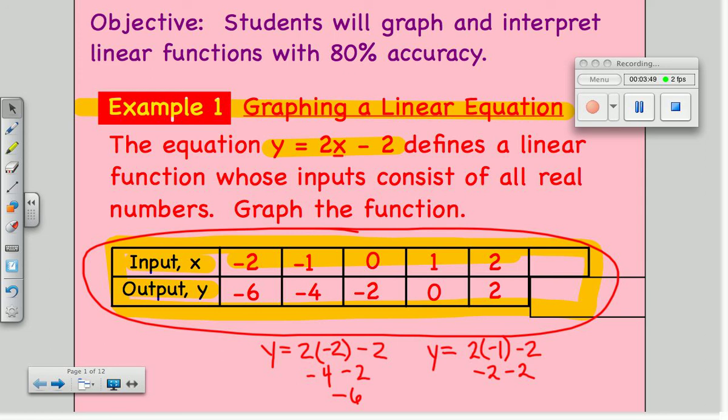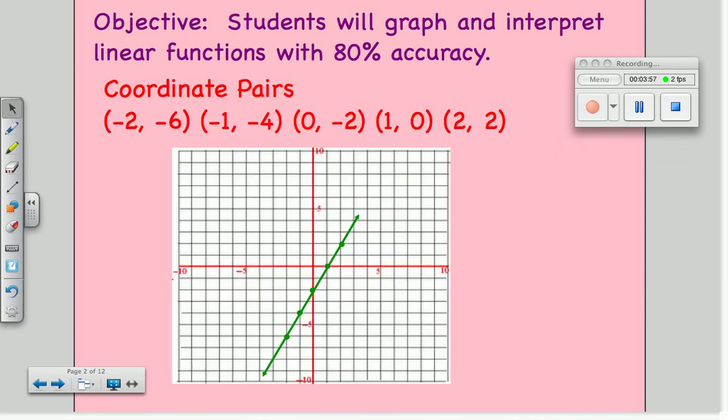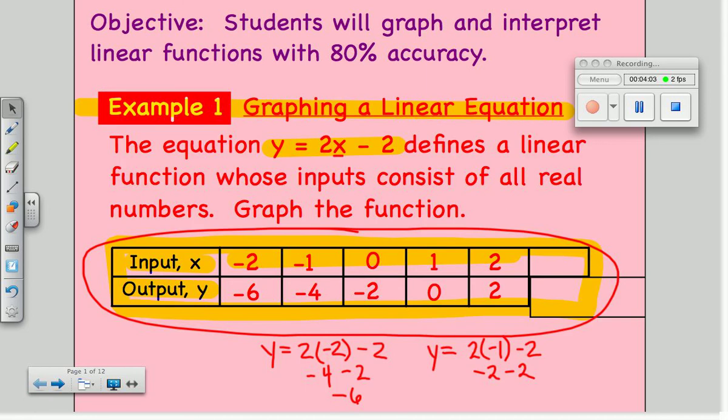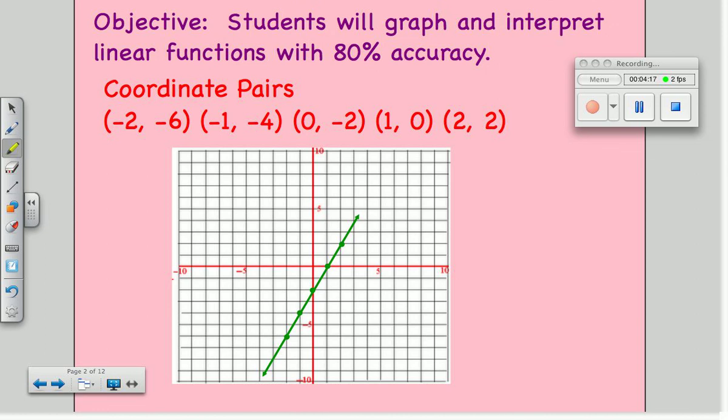So now that we have these, now we're going to write these as coordinate pairs. So our coordinate pairs are going to be negative 2 and negative 6, negative 1 and negative 4, 0 and negative 2, 1 and 0, and 2 and 2. So we're going to find these on the next page written as coordinate pairs. So make sure you get these also. So there's our coordinate pairs.